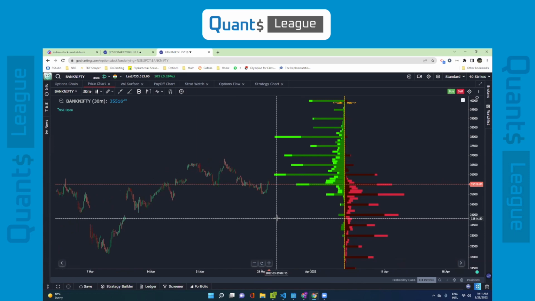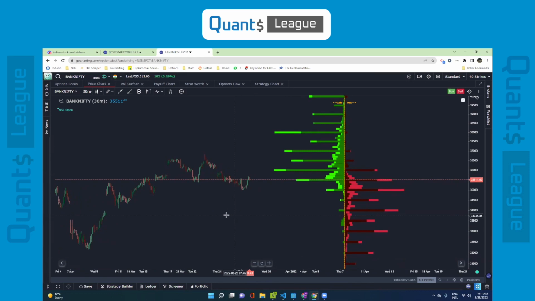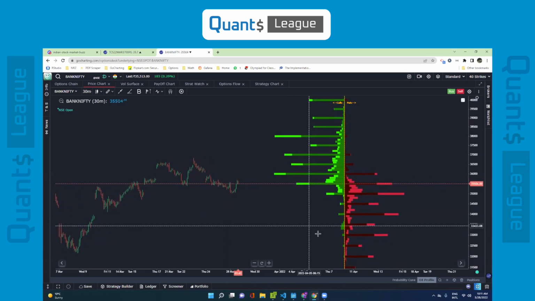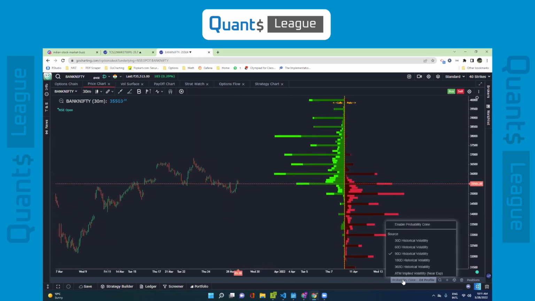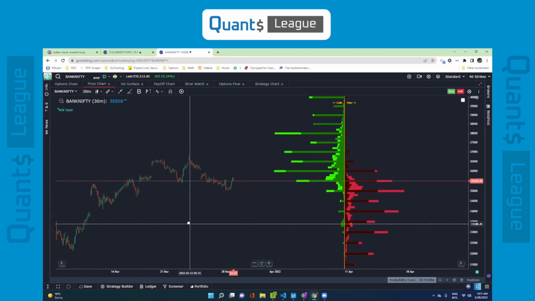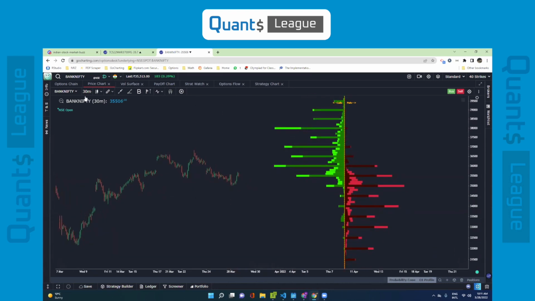So this becomes very, very helpful for option traders. This is again a feature only and only available on our options desk. And then you have abilities like creating probability curves. This is over and above some of the other features that I have already shown you on the price chart.